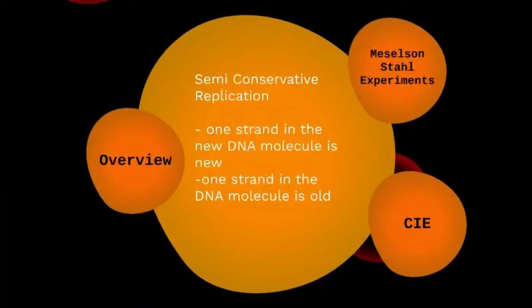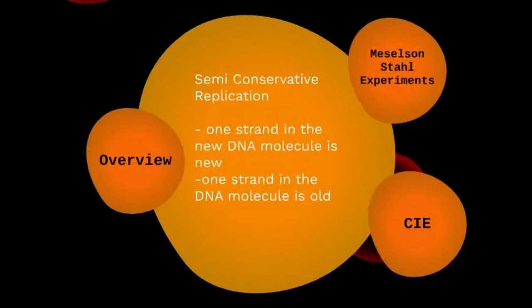We refer to the process of replication in cells as being semi-conservative. And what I mean by semi-conservative, on a very basic level, is that one of the strands of the new DNA will be newly synthesized, and one of the strands in the new molecule of DNA will be from the original molecule. So it's semi-conservative.